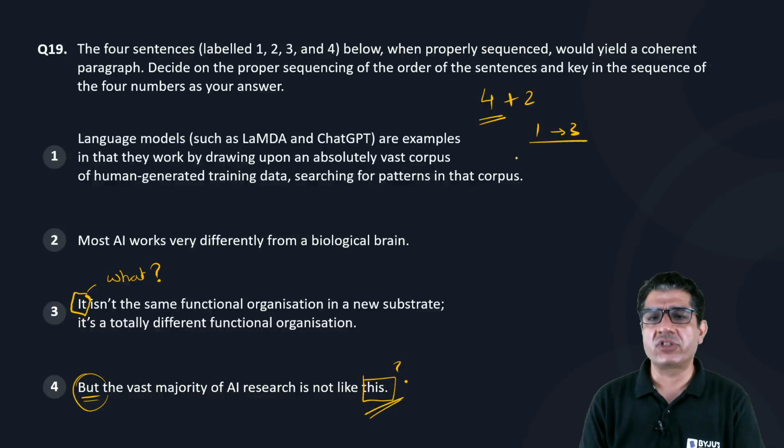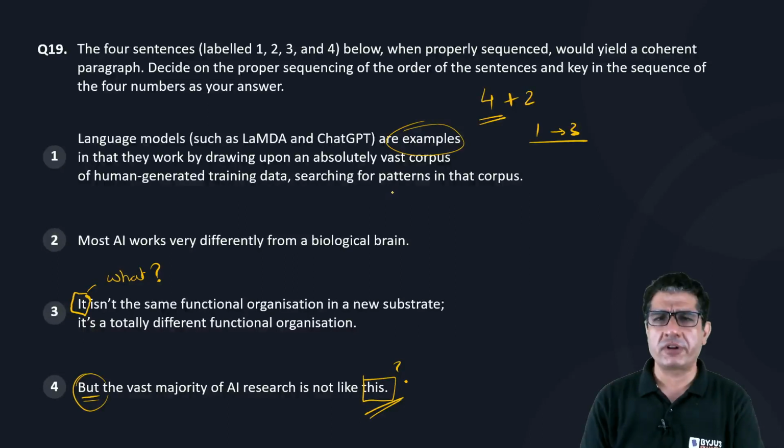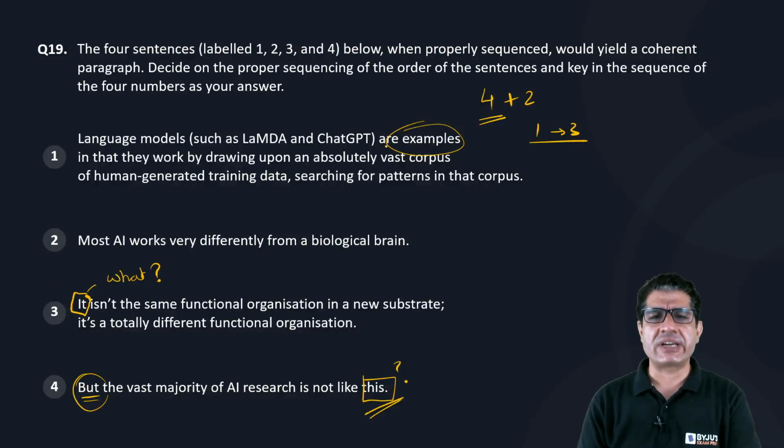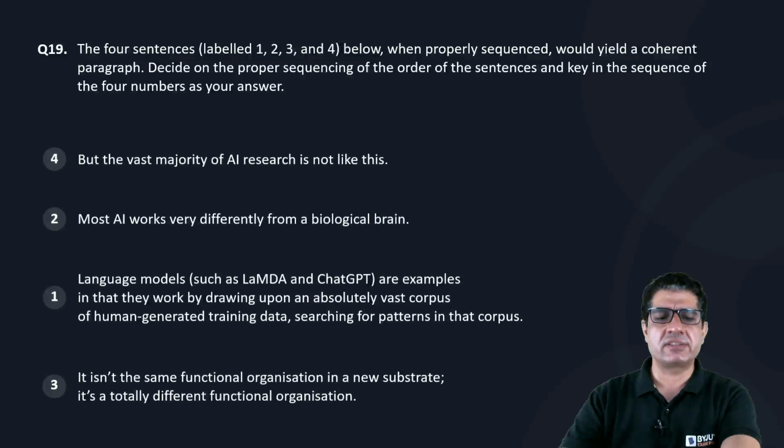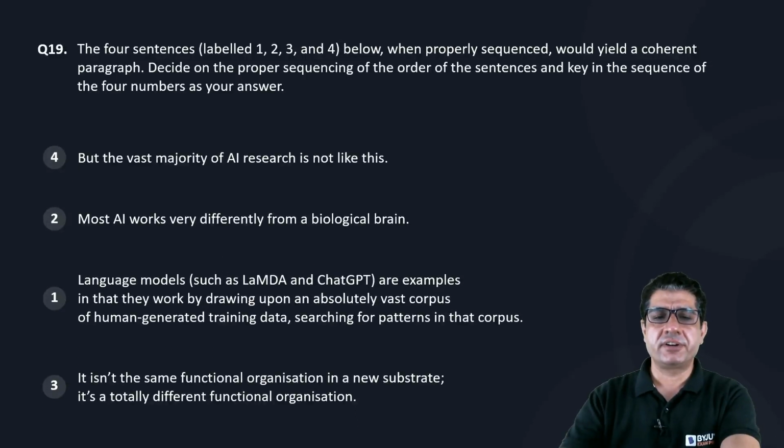So 1 and 3. And then since first is being mentioned as an example of AI, this is where we are using a bit of GK. I think we all know about ChatGPT, and that is artificial intelligence. So it's not a highly specialized GK either. This basically tells me that 1 should come after 2. Now, if I combine all of these 3 things together, our sequence should be 4, 2, 1, and 3. You can actually have a look at this sequence and you'd notice that it does make sense. So that's question number 19, 4213 for you.